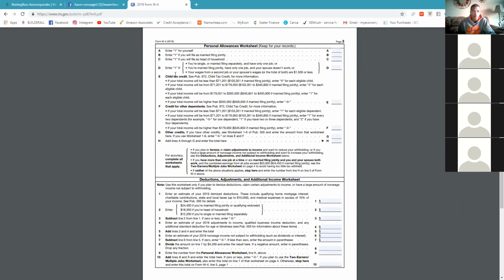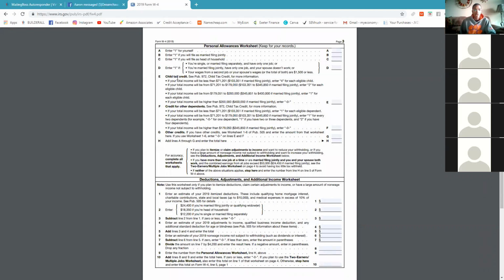So now, right below that, you're going to see section D, which is going to ask if you're single or married, filing separate, and have only one job. And right below that, you're going to enter one if you're married, filing jointly, have only one job, and the spouse doesn't work. And you would just fill this out according to your situation and all that good stuff.